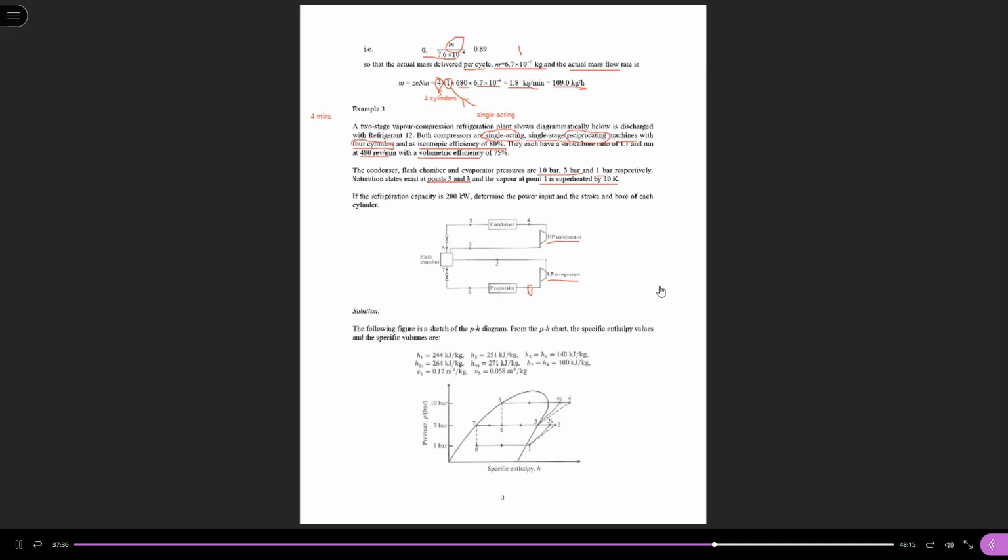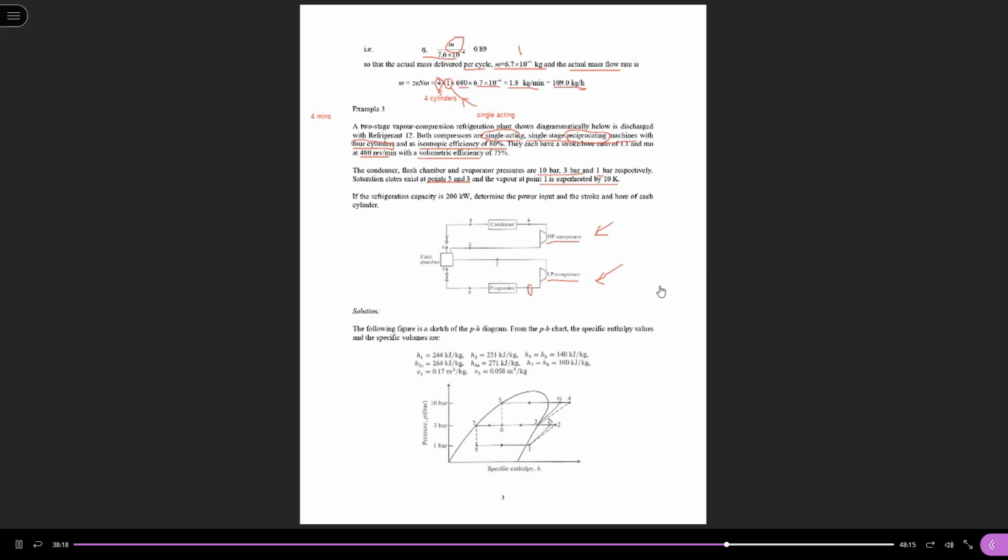And then what we need to calculate, if we ask, is the power input of the two compressors, and also the stroke and the bore of each cylinder, the design of each cylinder. Firstly, I think the first step is always we need to draw the processes on the pressure-enthalpy diagram or temperature-entropy diagram.